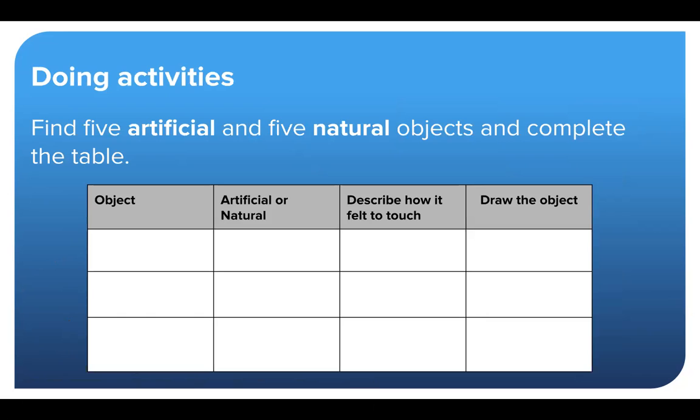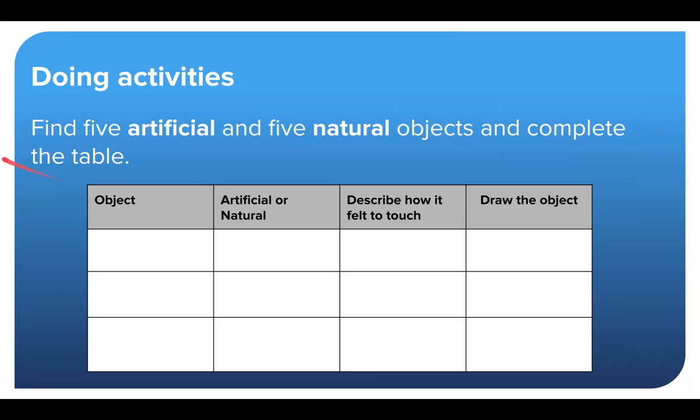So another doing activity here, this one is an example for science. So students can learn about artificial and natural objects by finding them around the school, or they can even do this around the house or in their local area.